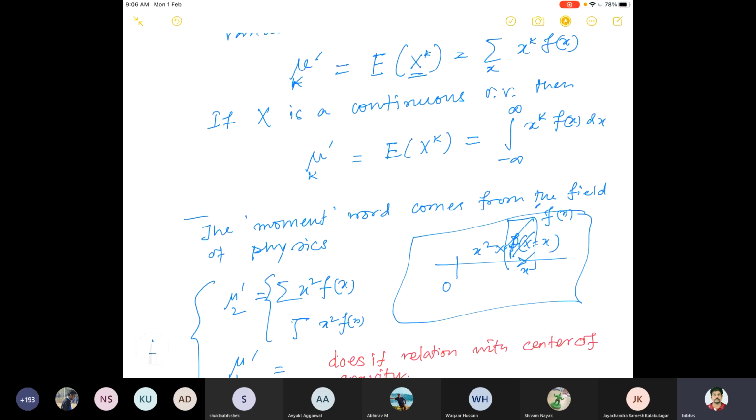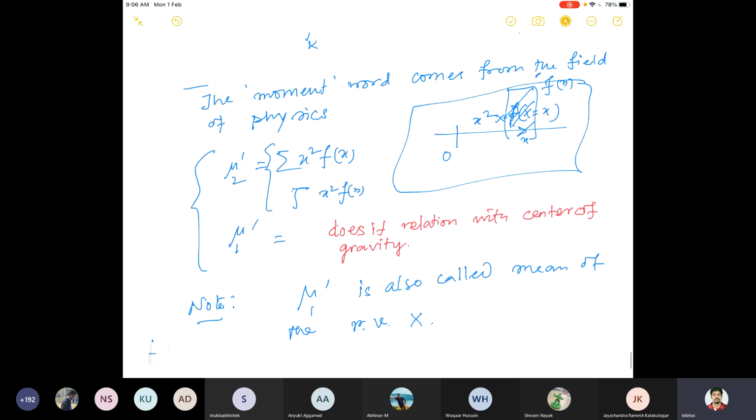But we can define other numbers like the kth moment of the random variable. The first moment is the expectation, then the second moment, third moment, fourth moment, and so on, and these will also give us some insights about the data points. We'll discuss that a little later.